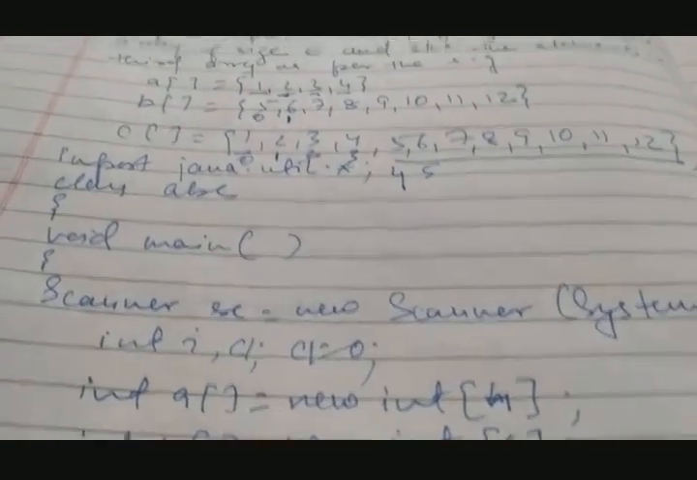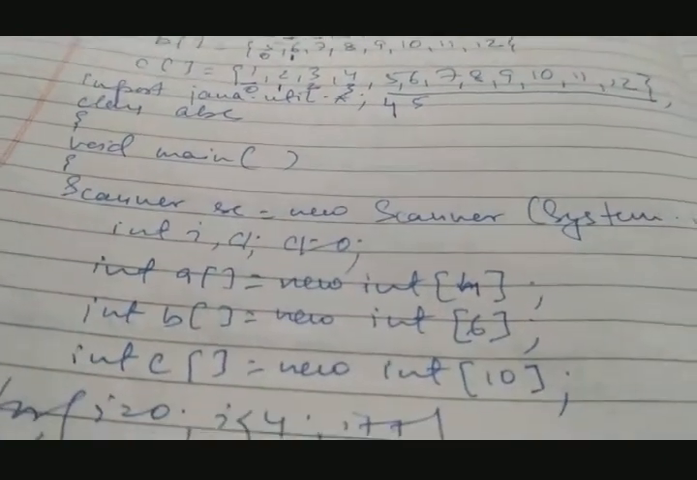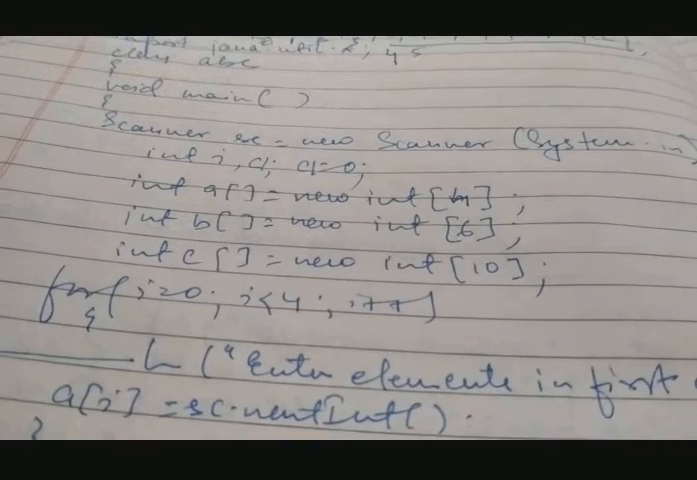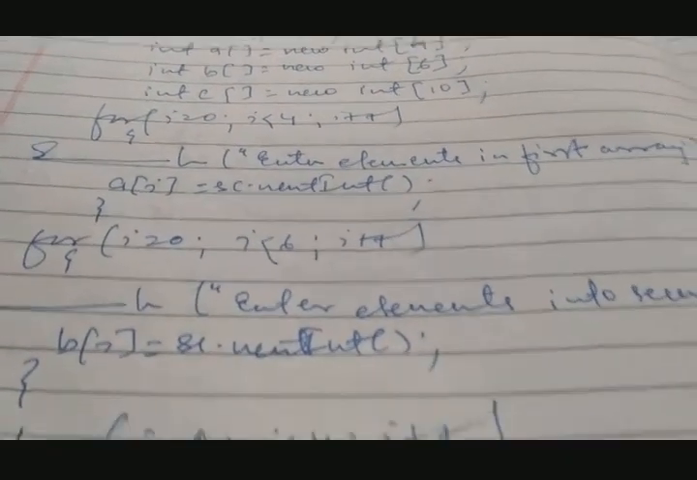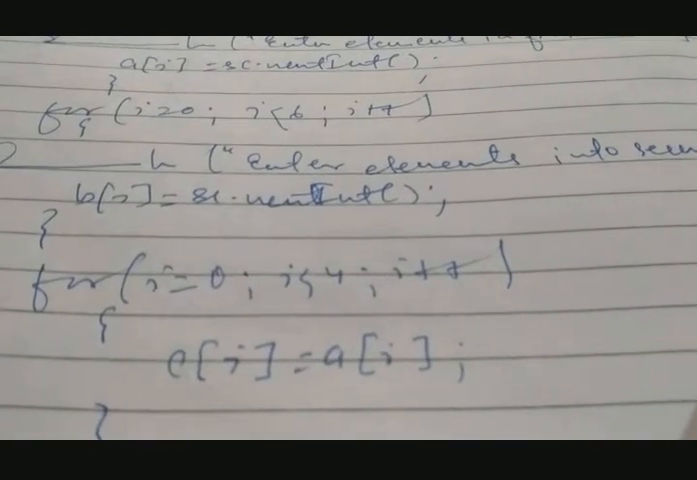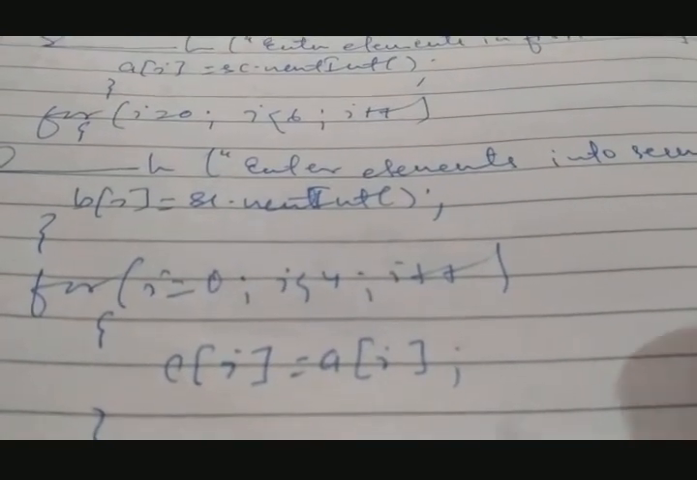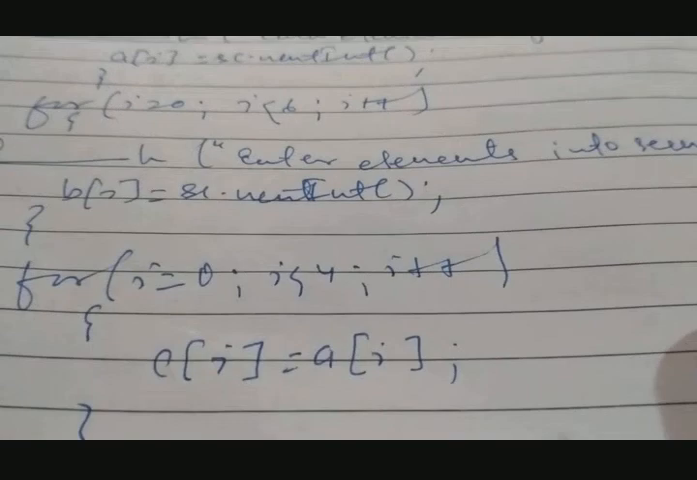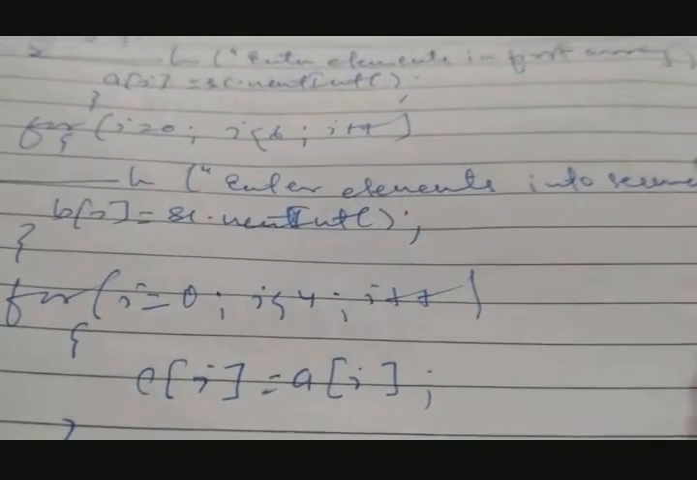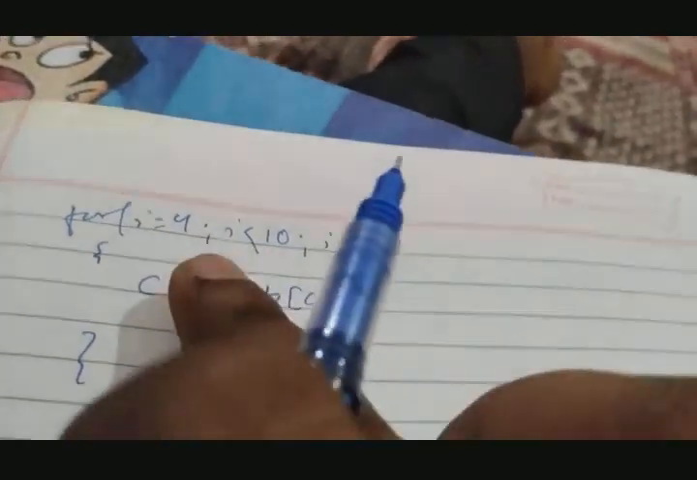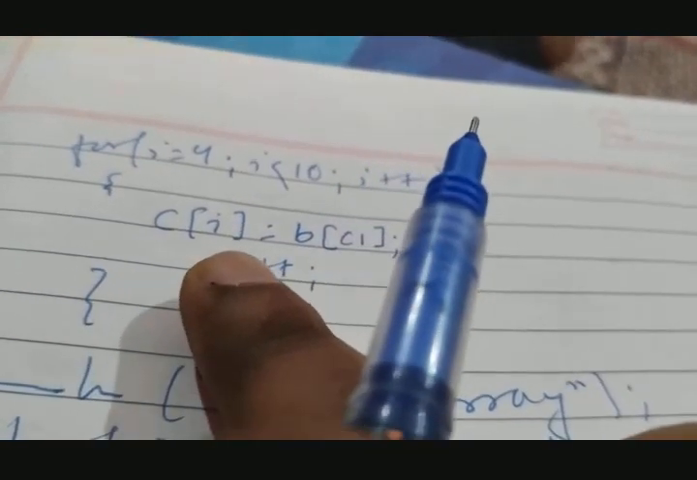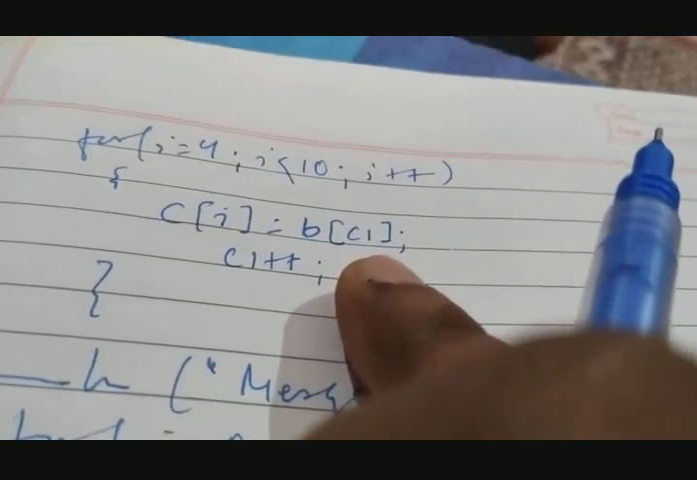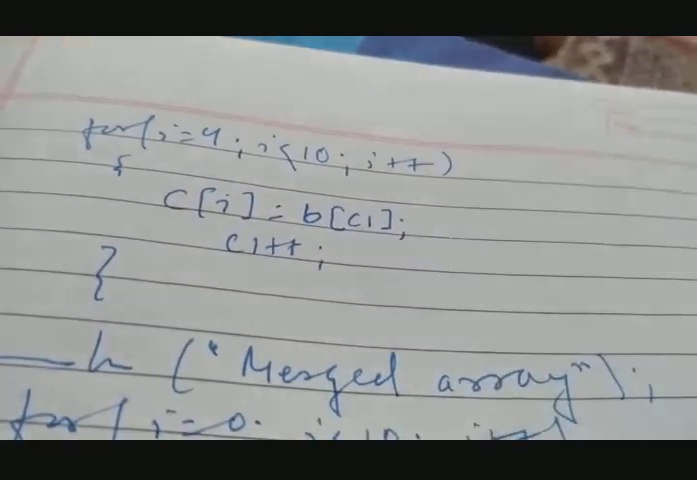Create the arrays of size 4, size 6, size 10, element entry in first array, element entry into the second array, and then C of 0 gets A of 0, C of 1 gets A of 1, C of 2 gets A of 2, C of 3 gets A of 3. Now here C of 4 gets B of 0, then C of 5 gets B of 1. Likewise it continues.